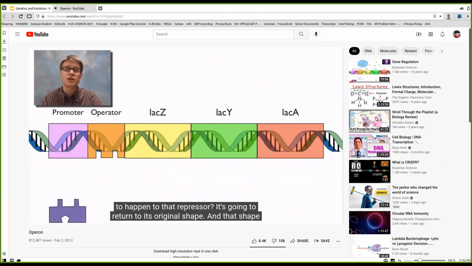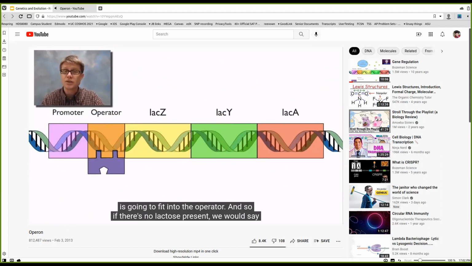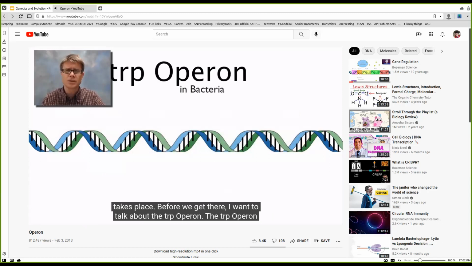What's going to happen to that repressor? It's going to return to its original shape, and that shape is going to fit into the operator. And so if there's no lactose present, we would say the operator is in the off position because the repressor is activated, sitting inside the operator. It's physically blocking the movement of that RNA polymerase. The RNA polymerase can't move down and code for those genes because the repressor is sitting in its way. What happens next? Well, lactose shows up again. Lactose would move into the repressor, free it up, and then it's going to be able to make those genes. And I've got a simulation at the end of this video that shows you in a little more detail how that takes place. Before we get there, I want to talk about the trp operon.